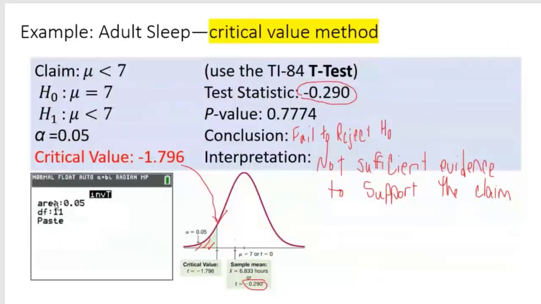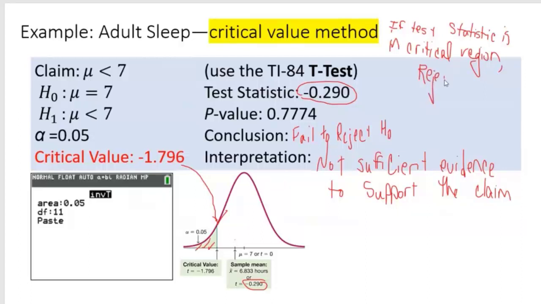If you're using the critical value method, if your test statistic is in the critical region, which gets cut off by the critical value, that's when you reject the null.